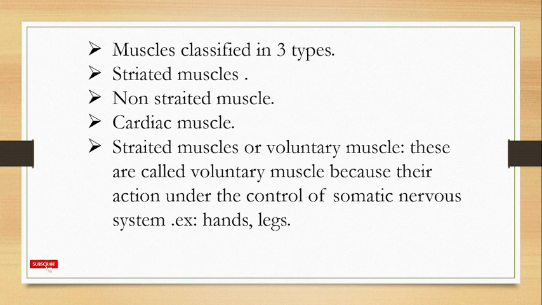For example, hands and legs. With the hands, we can do so many activities, like reading books, and the legs for walking and running. So many activities can be done by ourselves. So these are under our control. So these are voluntary muscles.